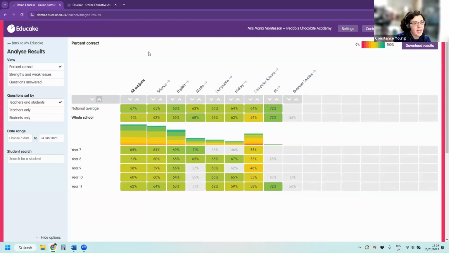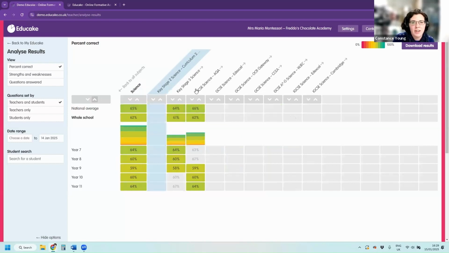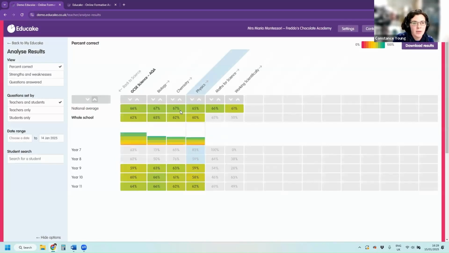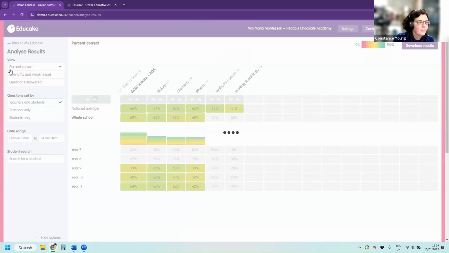So if this is not something you have taken advantage of yet for your school on Educake, I really recommend getting in touch and talking to one of our account managers, because they can do bespoke training about that. So just as a starter, I'm going to say we're looking at our GCSE Science AQA, and we'll take a look at our Year 11s as our example.